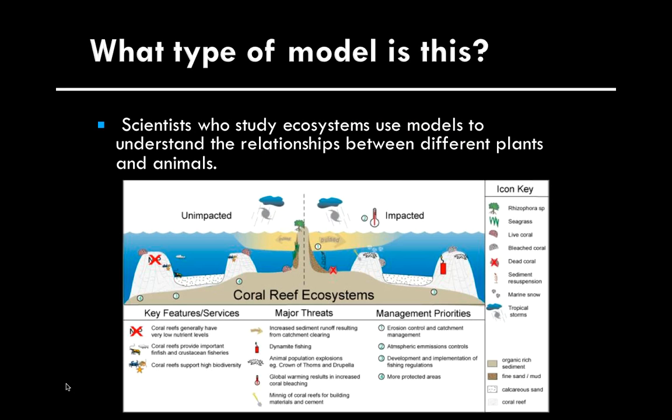Now, I'm going to show you some examples of different types of models. We're going to talk about how a scientist might use them, and then you're going to tell me what kind of model this is. And remember, it could be a physical model, a 2D or two-dimensional model, or a computer model. So this model is something a scientist who studies ecosystems might use in understanding the relationships between different plants and animals. There's a key featured, it's a coral reef ecosystem, which is labeled, and then it even lists some major threats and management priorities. What type of model is this?